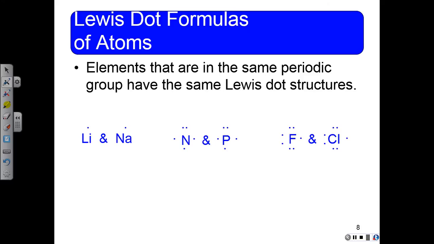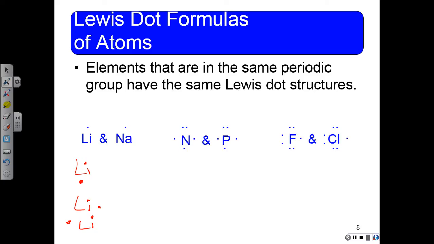So here's the Lewis dot structure. I'm going to walk through these with you. Lithium is in group 1, right? So it has one valence electron. You can place that valence electron around the symbol for it. You could place it on the other side if you wanted to. So this is not wrong if you did this. You could do this, you could do this.